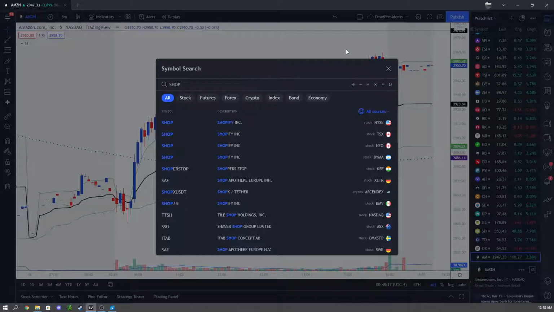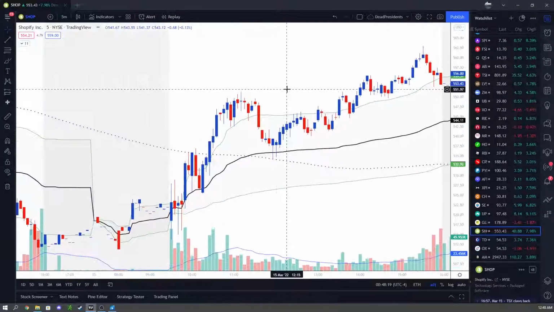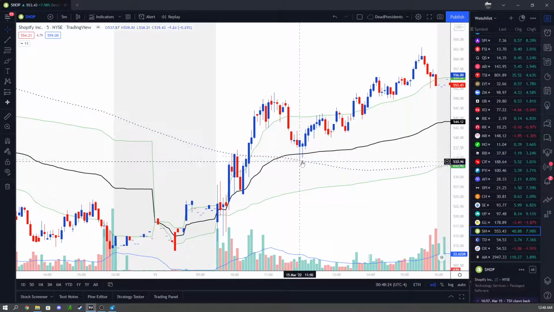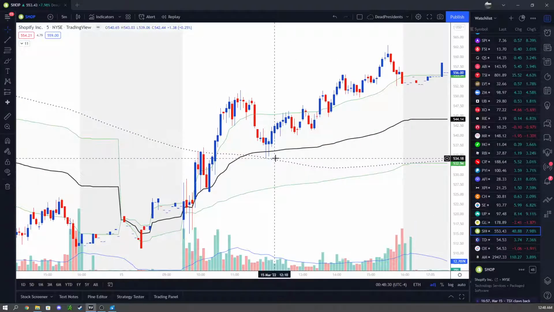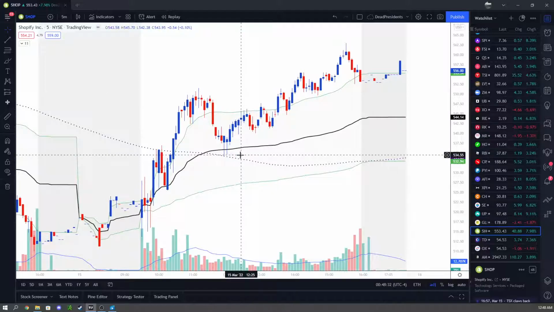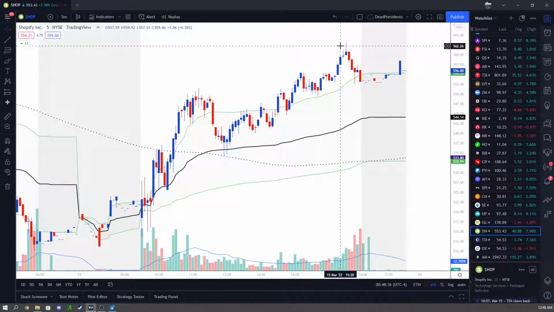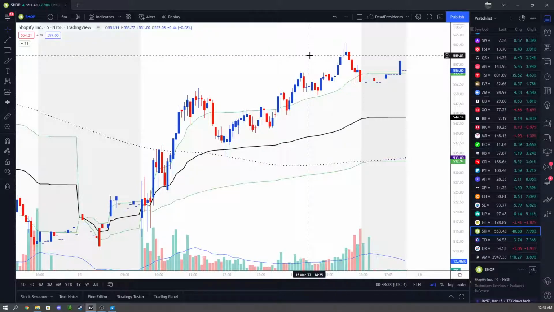You're also going to see that with Shop. Shop was an even nicer bounce because it bounced perfectly on the 200-day moving average and the VWAP right here. So if you took that bounce right here, that would have been really nice from lunch to end of day, from 5:30 to 5:60 in just one trading day.